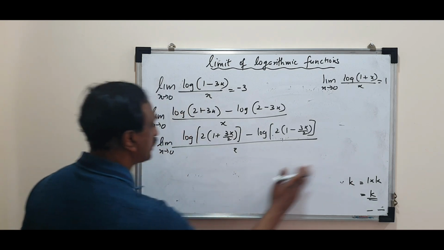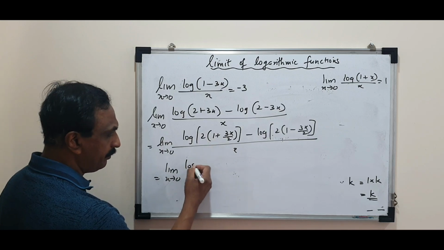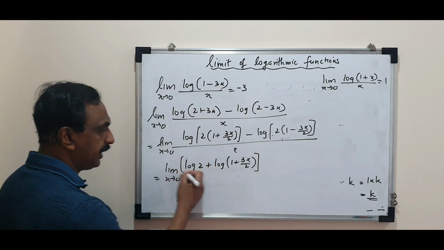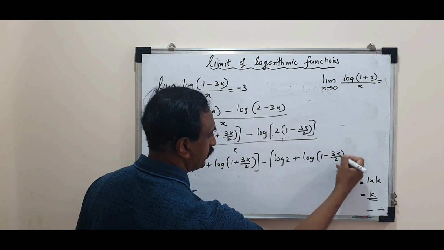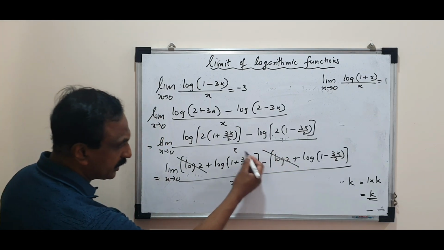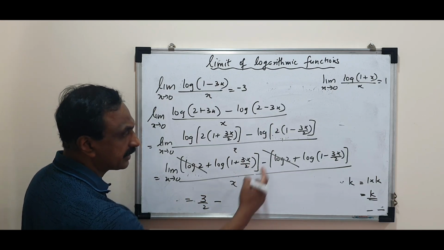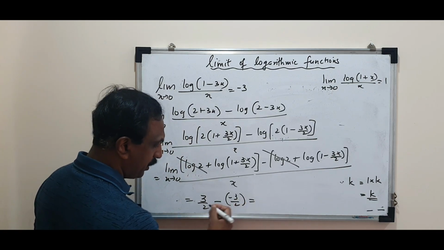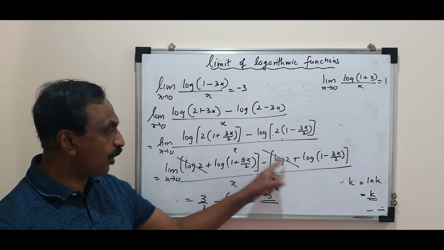Now just have a look at this next step. This can be written as limit x tending to 0, log of m into n is log m plus log n. Again here, log 2 plus log of 1 minus 3x by 2. And with that we are almost completed with it. Log 2 got cancelled. Now this became a formula. The coefficient is 3 by 2, hence the answer is 3 by 2 here, minus, now the coefficient here is minus 3 by 2, so minus 3 by 2, hence the answer is minus 3 by 2 plus 3 by 2, which will give you 3 as the answer. So once again, log 2 and log 2 got cancelled.